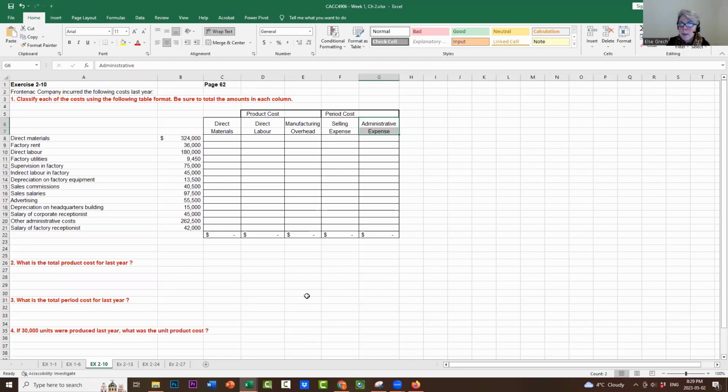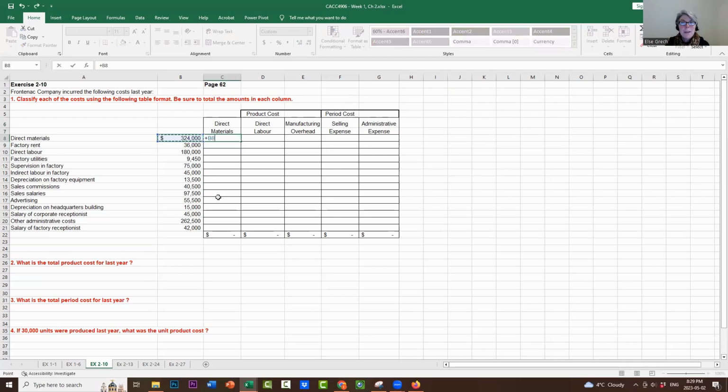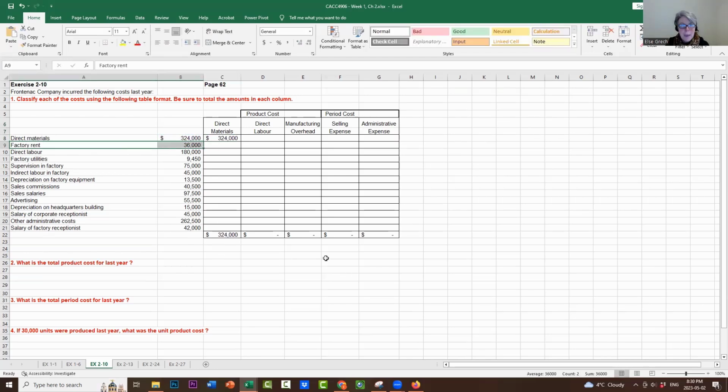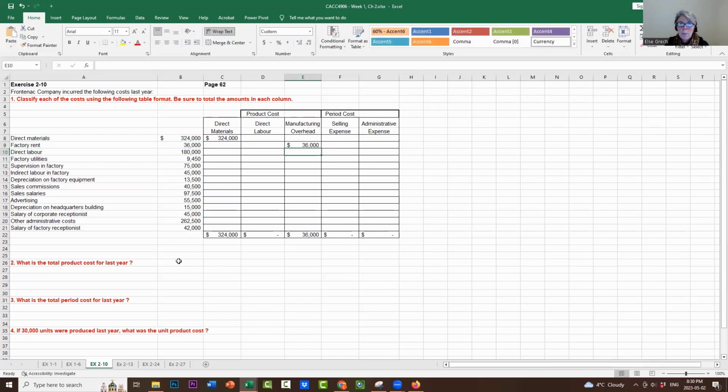So it's really important to be able to categorize these things and to determine what the total is. Total product costs, total period costs. All right, so let's go through these. This is direct materials. So that's pretty straightforward. When it says direct materials, we can just put it in direct materials. Then we've got the factory rent, manufacturing overhead, because if we didn't have the factory, we couldn't produce the product. So it's part of the manufacturing overhead, but it has nothing to do with us touching the product. Okay, direct labor, pretty straightforward. We're just going to put it in direct labor.